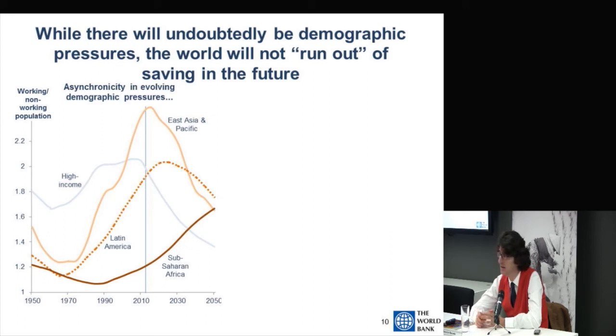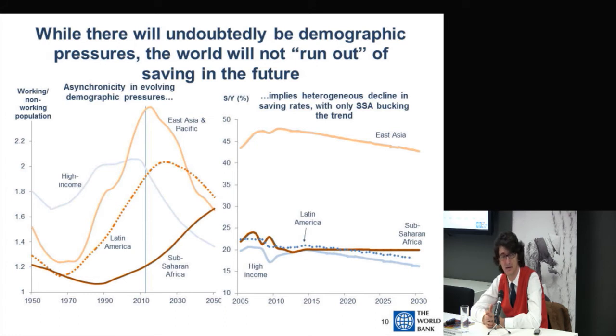Latin America is reaching the maximum about 2020, and in about 2032, India will be the country with the highest ratio of working to non-working population. In the future, sub-Saharan Africa will probably surpass it, since, as you can see here, it's still a fairly young region and has not reached the peak even in 2050. Because of this heterogeneous situation across countries, the saving rates are moving in different ways, and when a region is aging, another one is compensating for that.